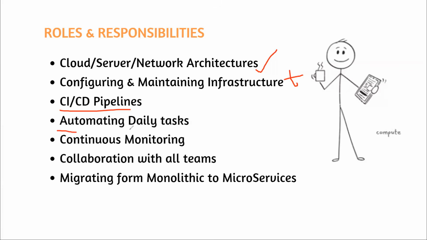Next, for automating daily tasks, what we are going to use? Ansible or shell script. For monitoring, what we are going to use, sir? Nagios. Collaboration, that means we need to speak with all other teams actually, okay? Next, migrating from monolithic to microservice. For microservice, what kind of tools are we using? Docker and Kubernetes. Okay, fine.